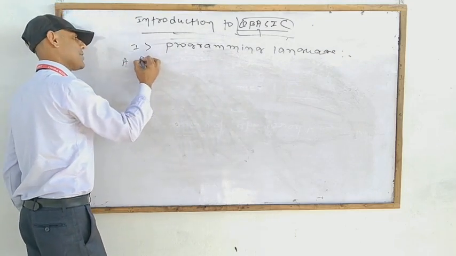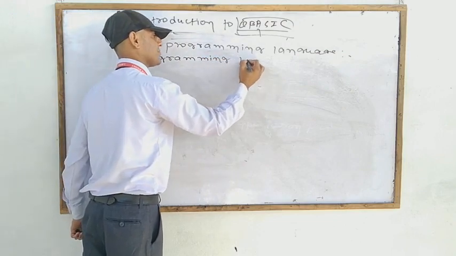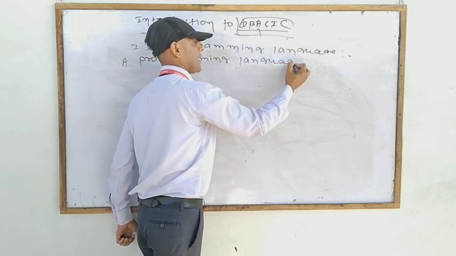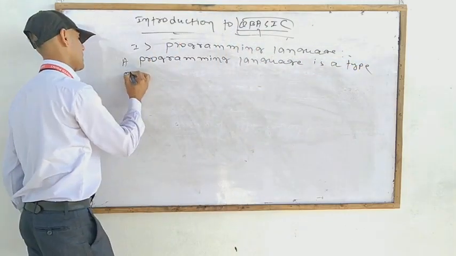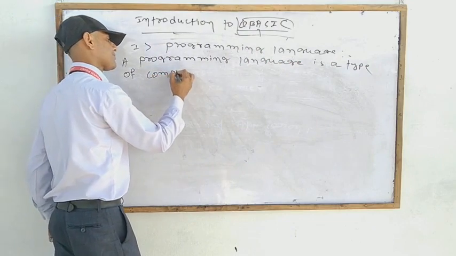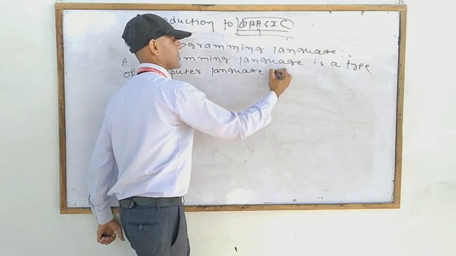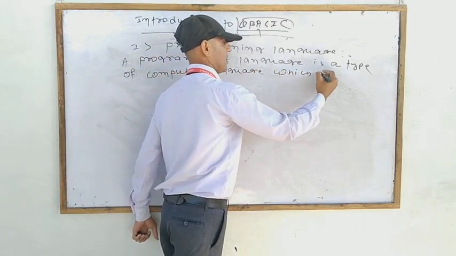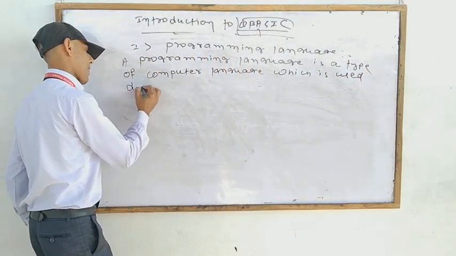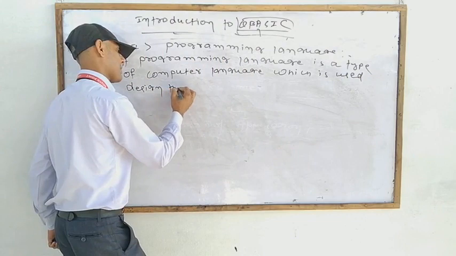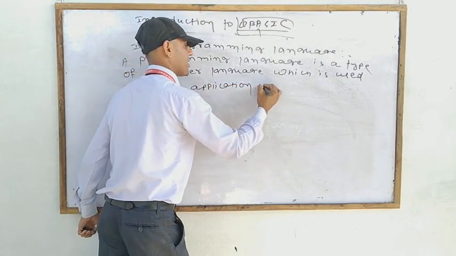A programming language is a type of computer language which is used to design the application or softwares.